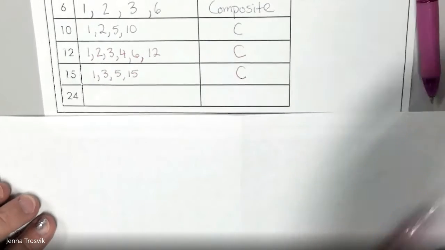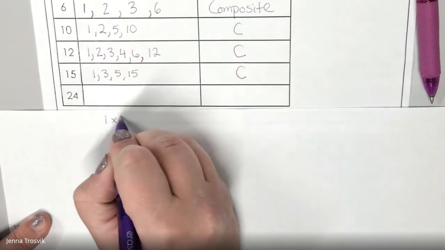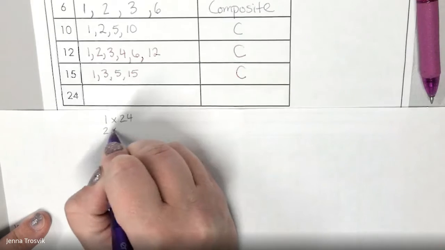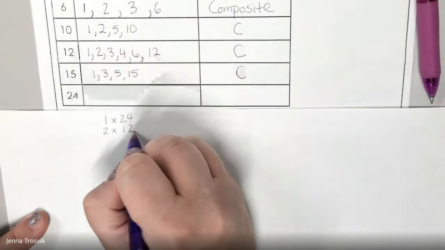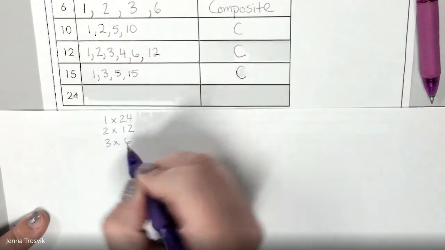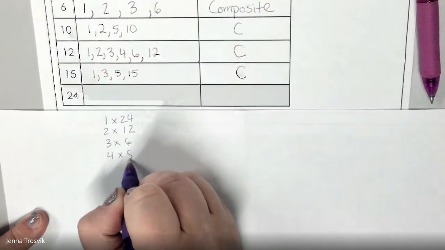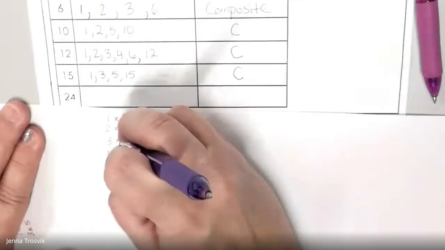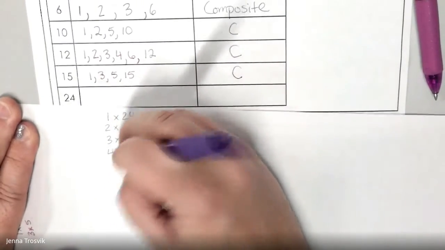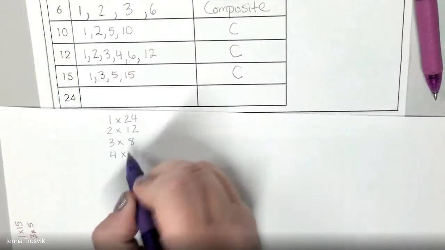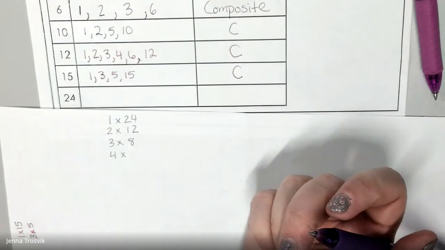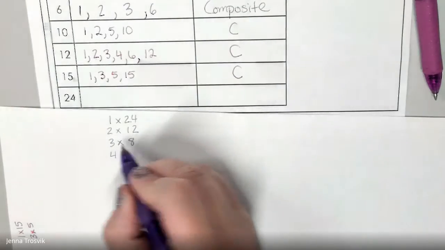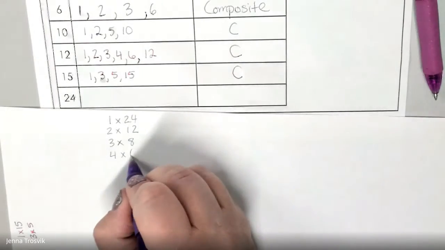And last one, 24. I can take 1 times 24, 2 times 12, 3 times 6, 4. Oh, I made a mistake. Sorry. 3 times 8. Remember, teachers make mistakes too. In my class, I give them treats if they catch my mistake. Don't tell anyone. 3 times 8, 4 times 6.